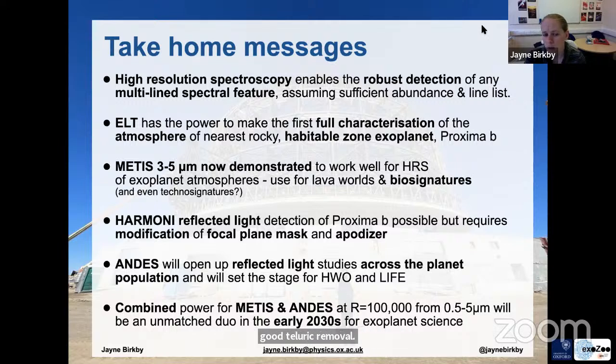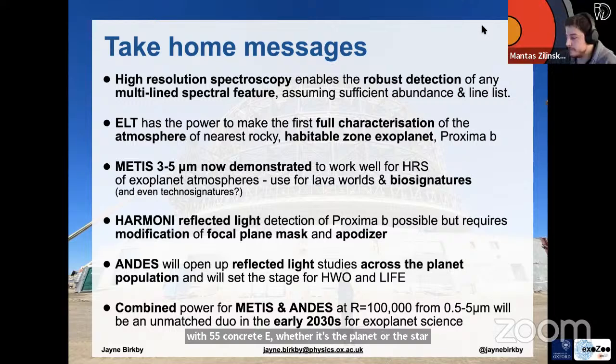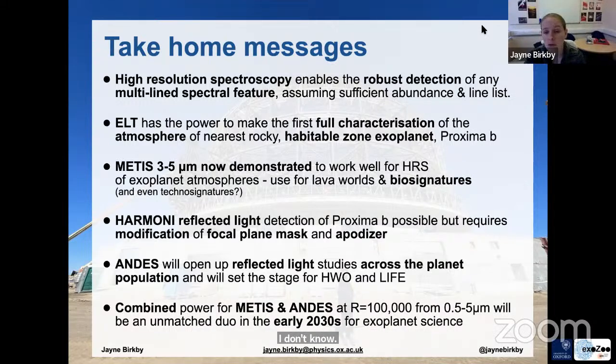One thing I didn't talk about was there seems to be a level of variability with 55 Cancri E, whether it's the planet or the star. I don't know, but I think that's something to think about and possibly simulate for high resolution, to see whether or not stellar variability could impact it.